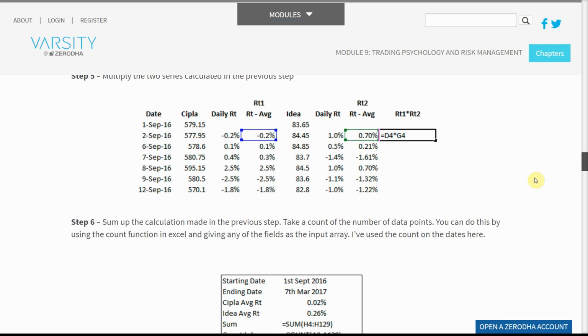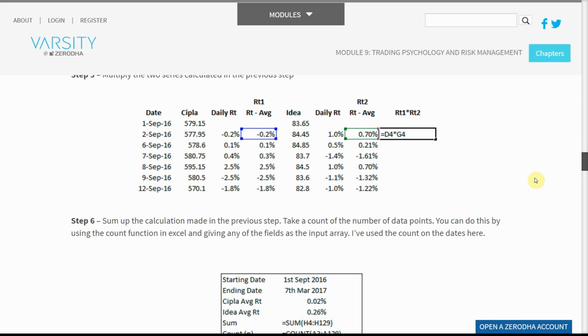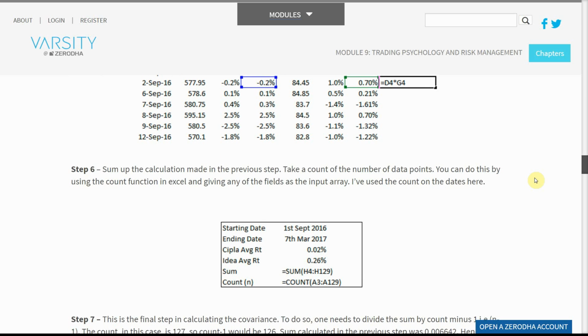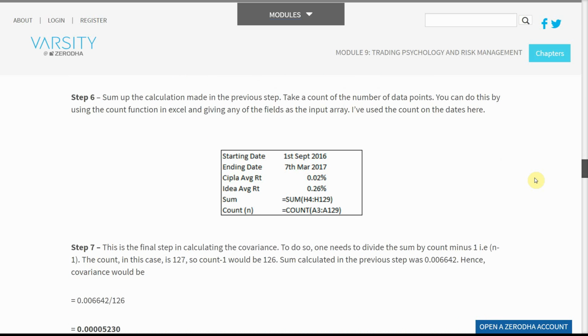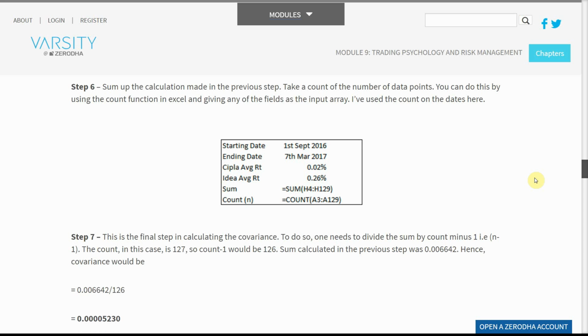Take account of the number of data points. You can do this by using the count function in Excel and giving any of the fields as the input array. I've used the count on the dates here. Step 7. This is the final step in calculating the covariance.